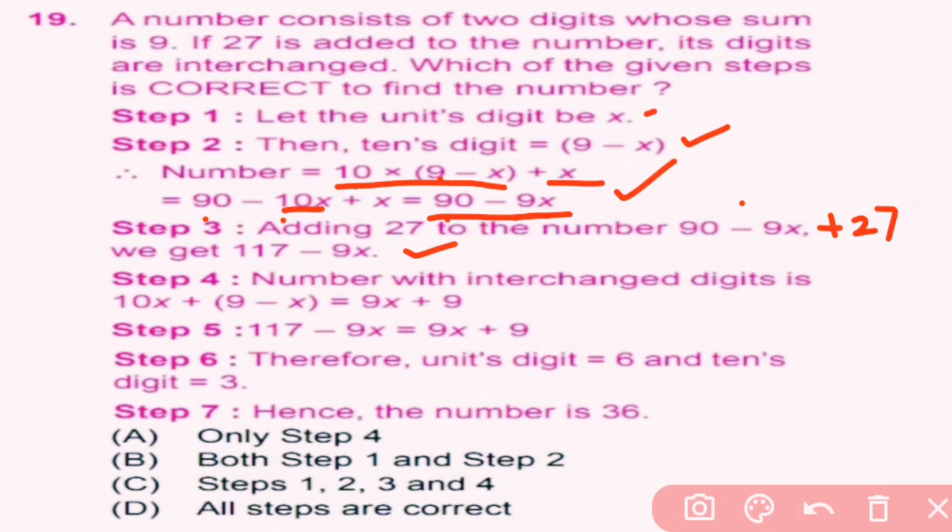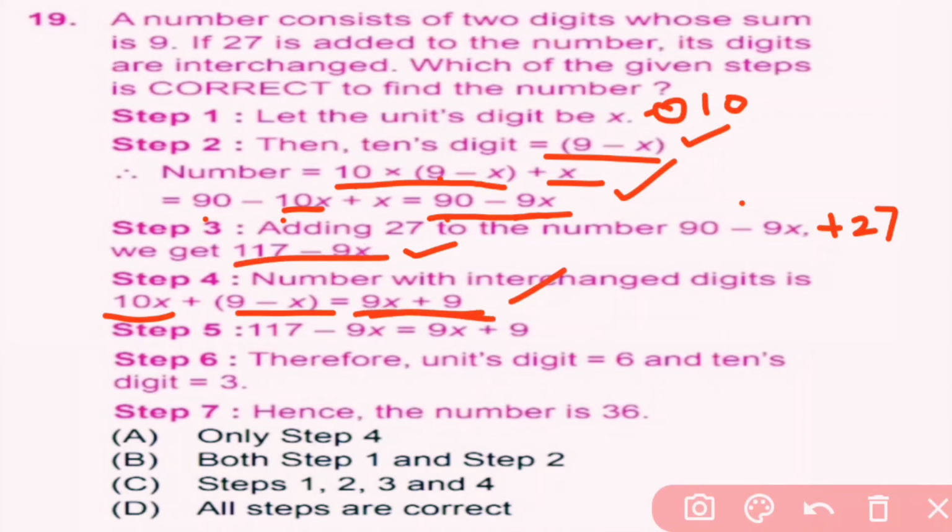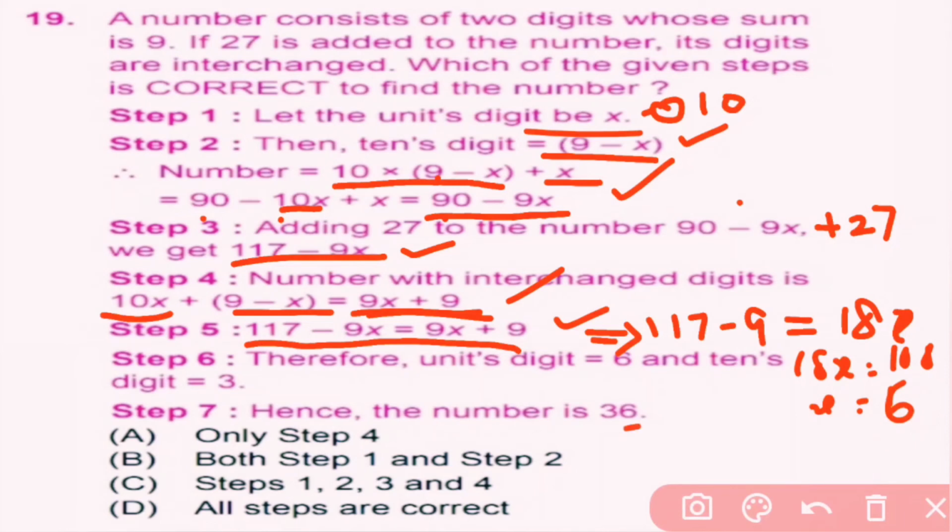Step 4, the number with interchanged digits. Then this will be the tens place, means 10x, and this will be the ones place, means 10x minus x is 9x. This step is also correct. Step 5, this is equal to this. This step is correct. So if we solve this, we will get x equal to 6. So here the unit digit is 6 and the tens digit is 9 minus x, means 3. So this step is correct, and that number is 36. This step is correct.